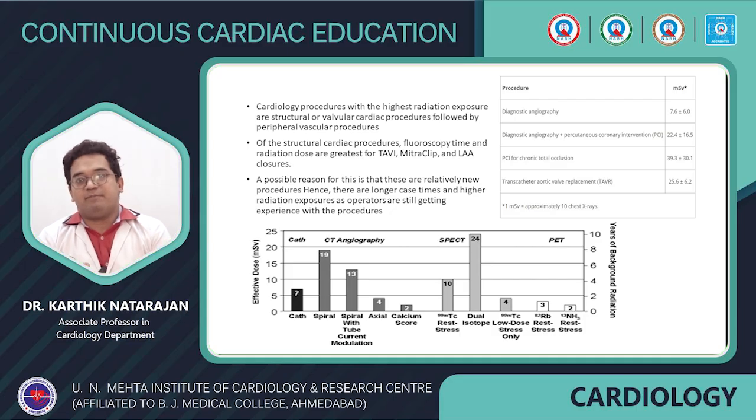Now, if you have a look on the right side, for a diagnostic angiogram, the total exposure is around 7.6 millisievert. Now, the effective dose is always expressed as sieverts, whereas the absorbed dose is measured in gray. So, a diagnostic angiogram will have an effective dose of 7.6 plus minus 6 millisieverts. A diagnostic angiogram plus a PCI would have 22.4 plus minus 16.5 millisieverts. PCI for CTO would be much higher. Again, a TAVI having a moderate to high range of exposure.